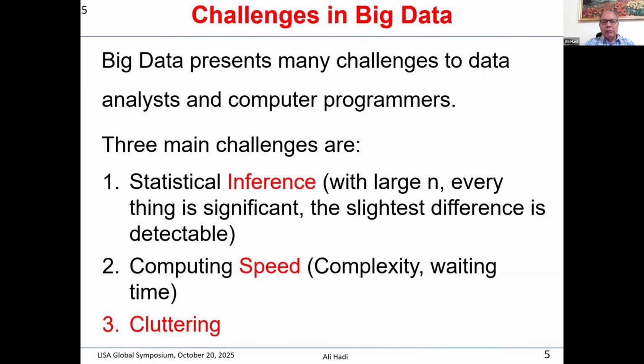The first one is if we try to do statistical inference when N is very large, everything will be significant, even if it is not. We can detect the slightest difference easily, so the null hypothesis will always be rejected, no matter what, when we have very, very large N. The second one is speed. If you ask for a plot, for example, you might have to wait very long until you actually see the plot displayed on your screen. And the third challenge is called cluttering, and this is the one that I'm going to address today.